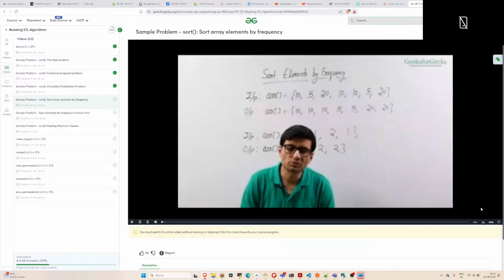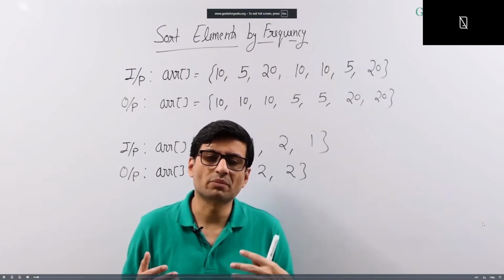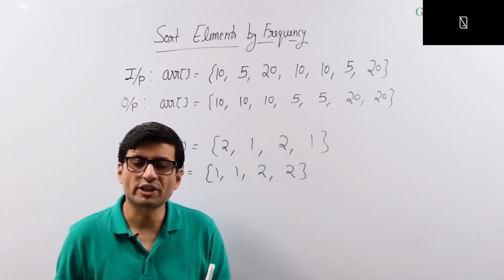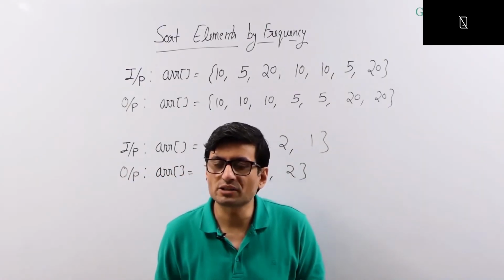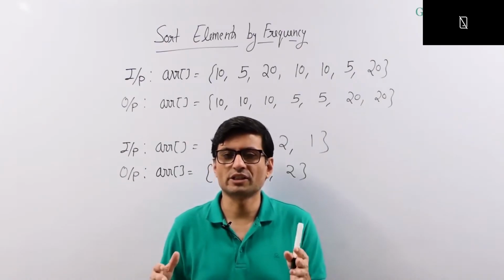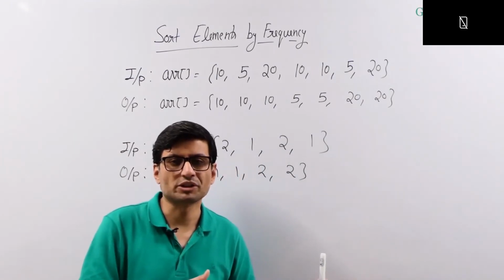Let us talk about this problem. We are given an array where elements might appear multiple times. Our task is to sort this array according to frequency. What it means is the highest frequency item should appear first. All occurrences of this highest frequency item should appear first, then the next frequency, then the next frequency item.